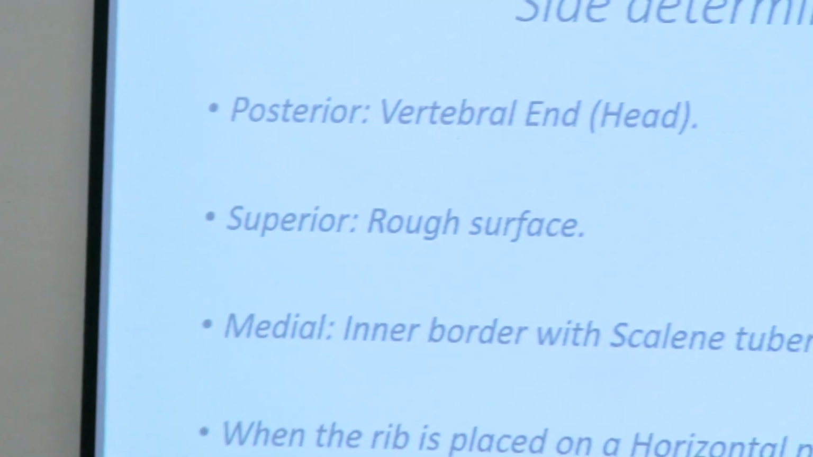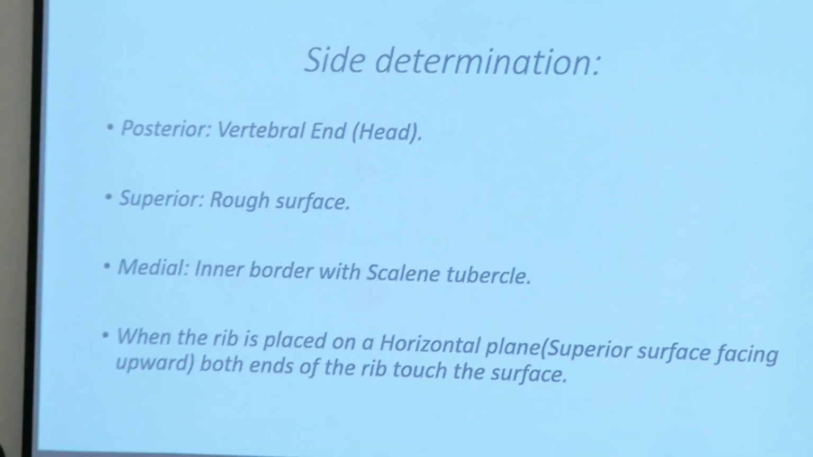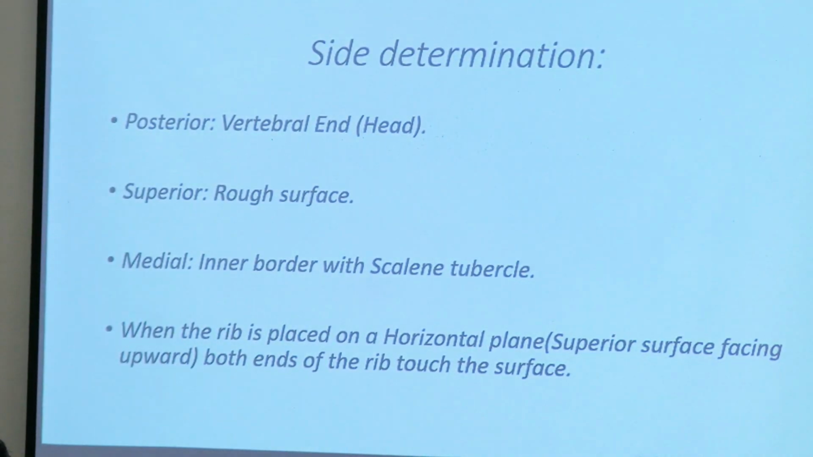And the scalene tubercle, that is situated in the inner border or outer border? Inner border. बताएगा ना? This one is the inner border, right? And this one is the outer border. Scalene tubercle is present in the inner border, right? That's how you have to identify the side. लिखो posteriorly, that is the vertebral end or head. Superiorly मैंने बताया ना, superior surface is rough surface, inferior surface is smooth surface.